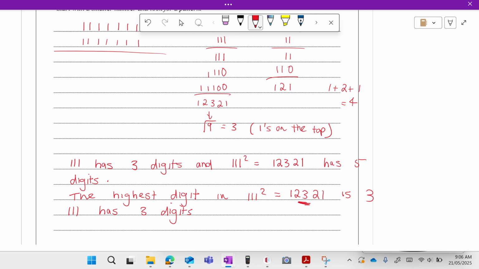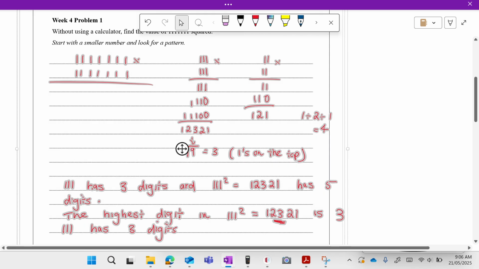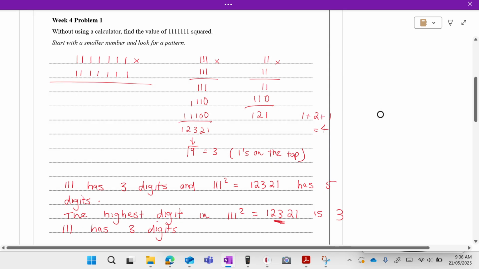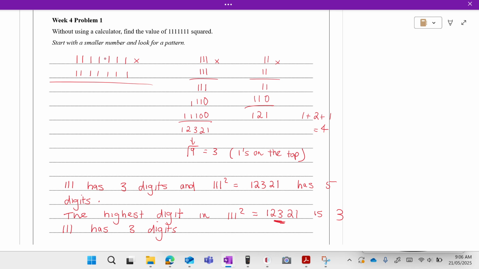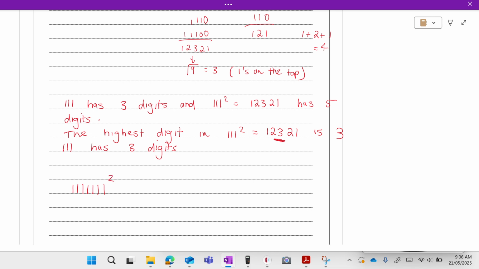You're saying what Alex said. Yep, back at the top of the big answer, it has 7 ones: 1, 2, 3, 4, 5, 6, 7 ones. So what are we expecting the biggest number in our answer to be? 7. So let's write that down: 1, 2, 3, 4, 5, 6, 7 squared.